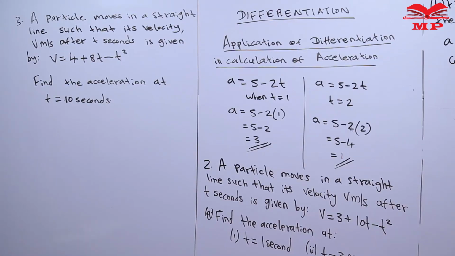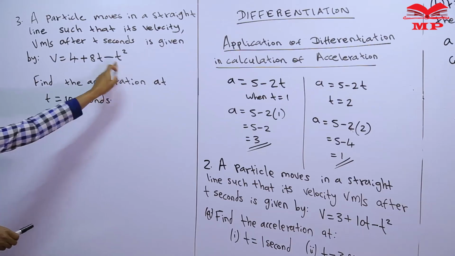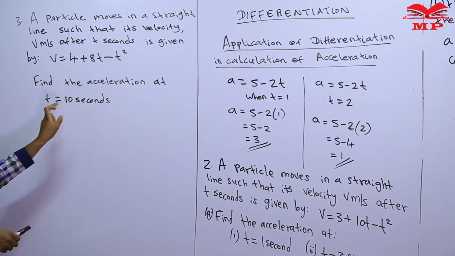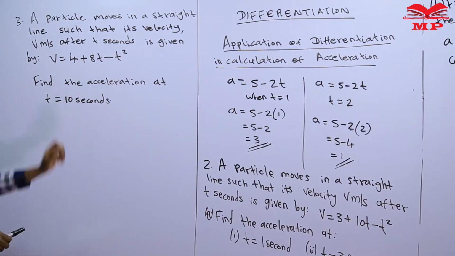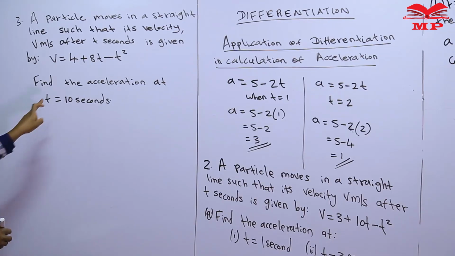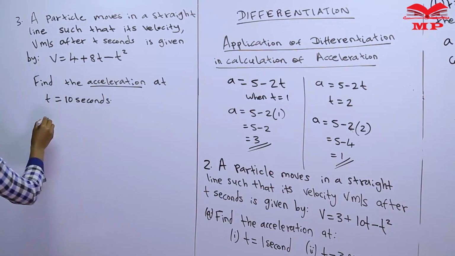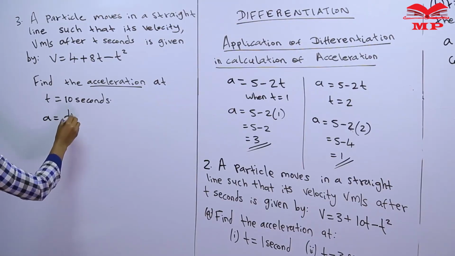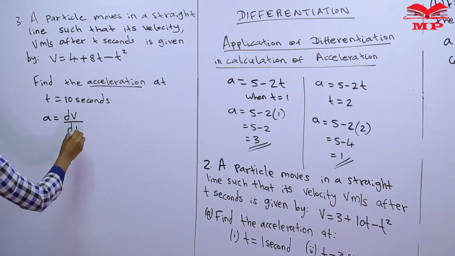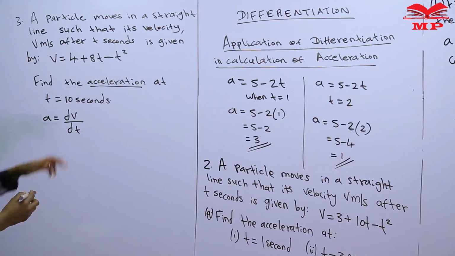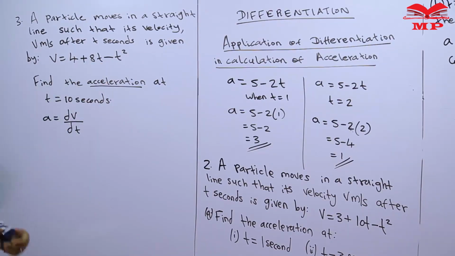So I want us to find the acceleration in this question. A particle moves in a straight line such that its velocity v after t seconds is given by this equation. Find the acceleration at t equal to 10 seconds. Again, in this, we want to calculate the acceleration. And we have seen when we want to calculate the acceleration, we find dv all over dt. We differentiate this equation with respect to t.